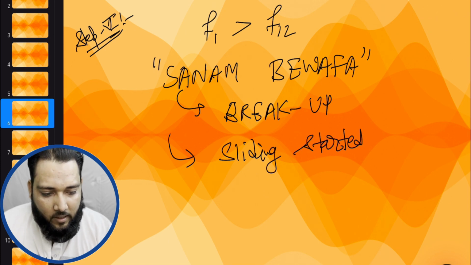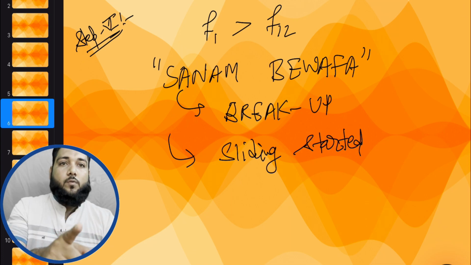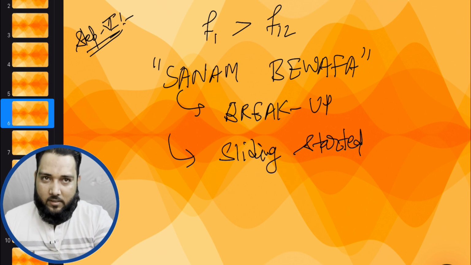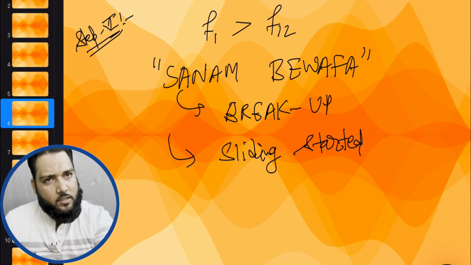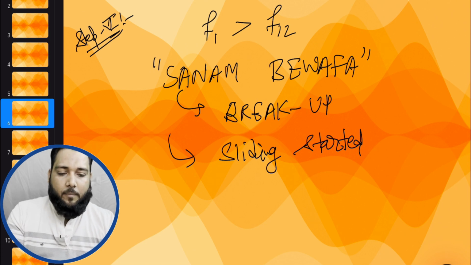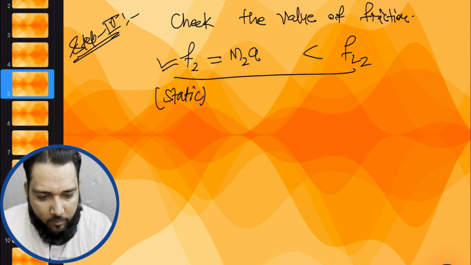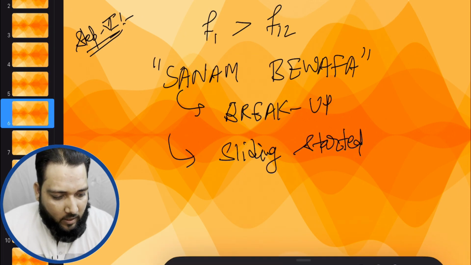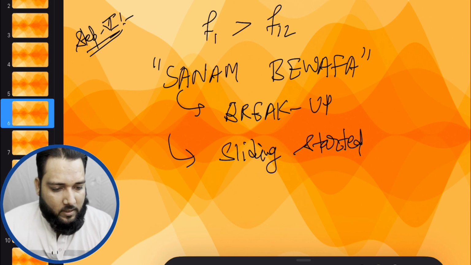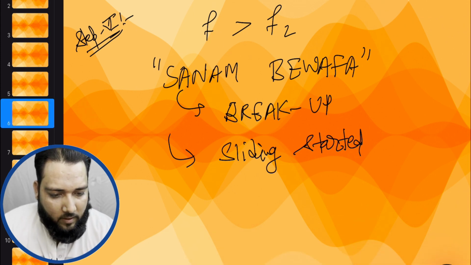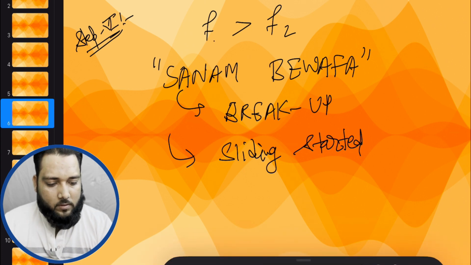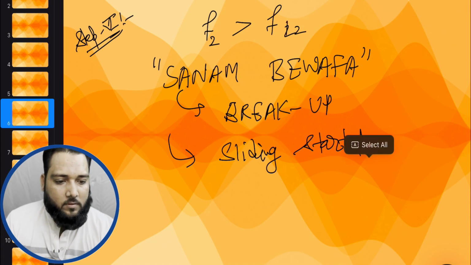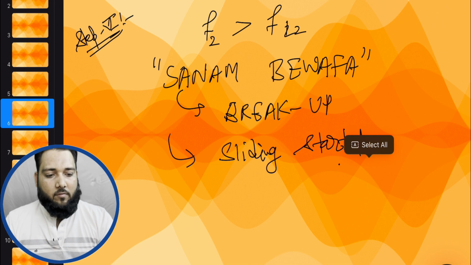Sliding started and both the blocks will move with different accelerations. Now we have to calculate that acceleration and friction. Again, it is very easy, guys. Now we are talking about the M1 block again. Sorry, by mistake I wrote F1. This is F2, the upper block. This is F2, and the friction is greater than the limiting value of friction.